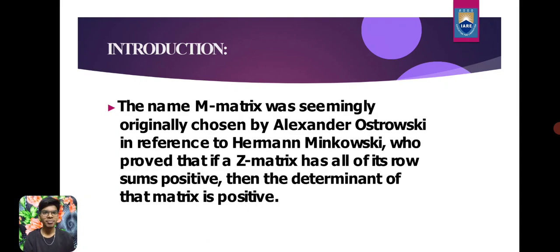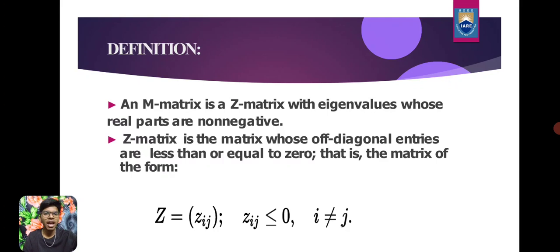Coming to the introduction part, the name M matrix was seemingly originally chosen by Alexander Ostrowski in reference to Hermann Minkowski, who proved that if a Z matrix has all of its row sums positive, then the determinant of that matrix is positive. Definition: an M matrix is a Z matrix with eigenvalues whose real parts are non-negative.